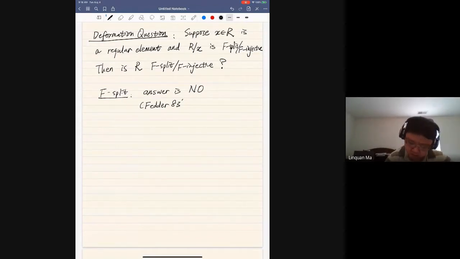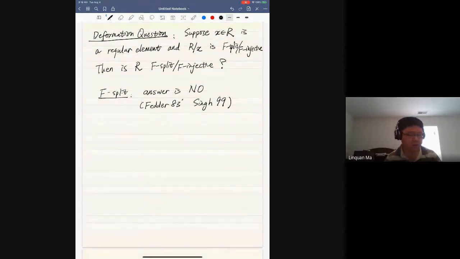But I think his example only works in some small characteristic. But then, at least, I think maybe this is well known, the first example that I learned of is due to Anurag Singh.